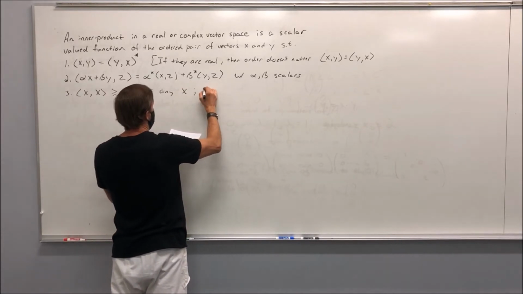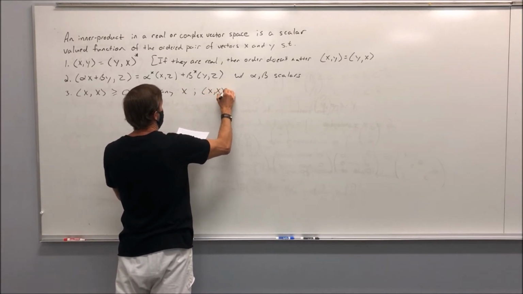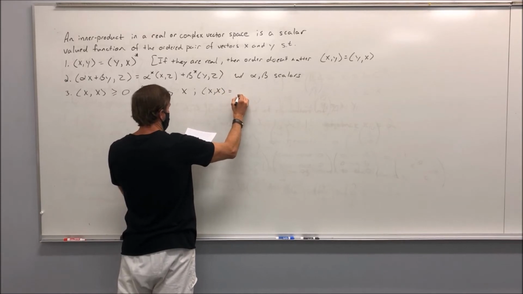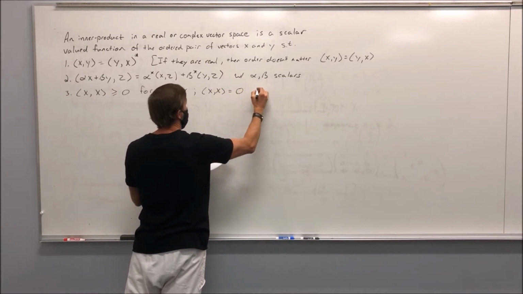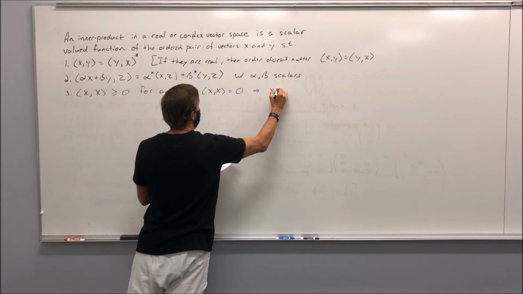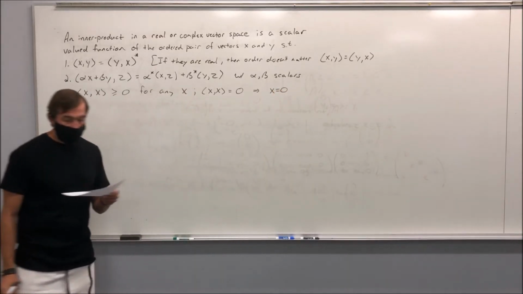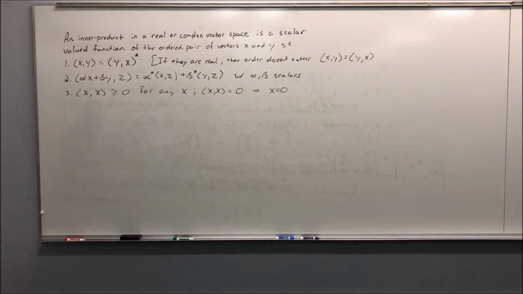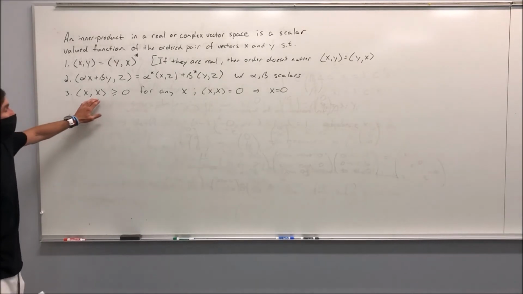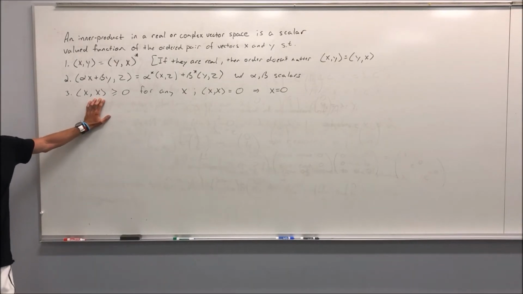And the corollary of that is that if the inner product of x with itself is 0, then that implies that x is the 0th element. Okay? This is called positive definiteness for the inner product, and it is something which can be relaxed. We're not going to relax it right now, but can anybody tell me a context in which this requirement of the inner product is relaxed?